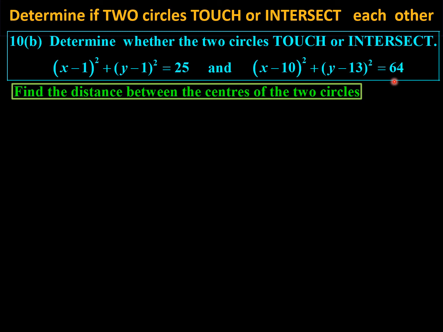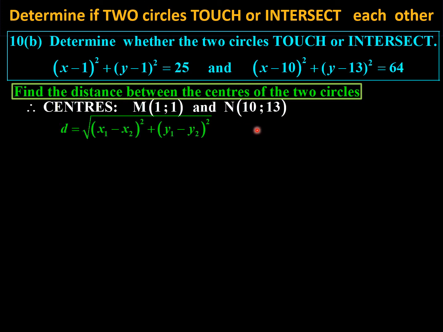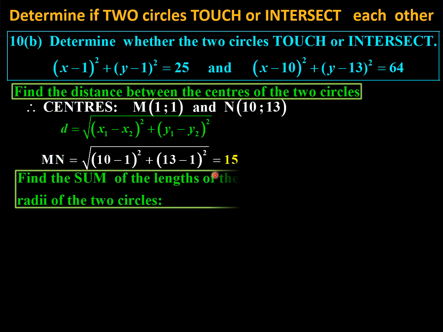Now let's find the distance between the two centers. So let's get the two centers: 1 and 1, and 10 and 13. Let's call them M and N. For the distance, we use the distance formula. The distance in this case ends up as 15. Let's add the two radii together. The one is 5 and the other one is 8. 5 and 8 is 13.